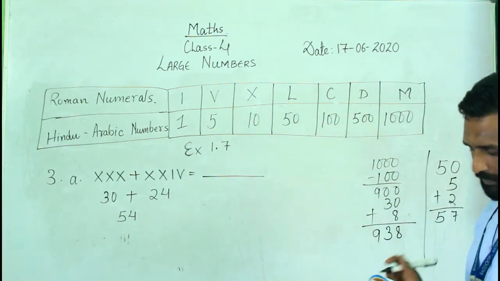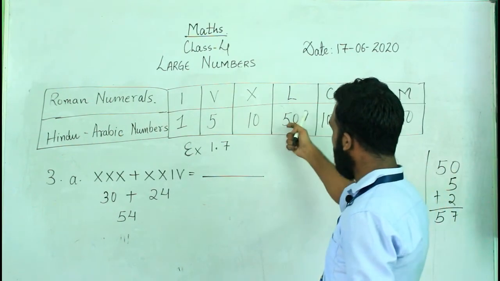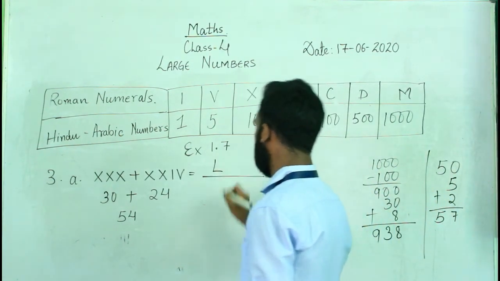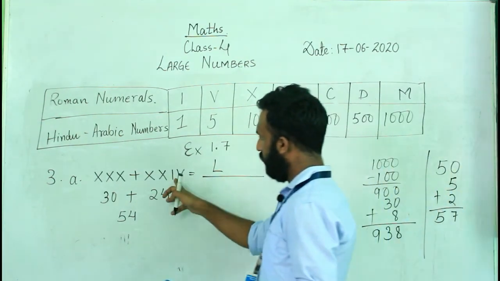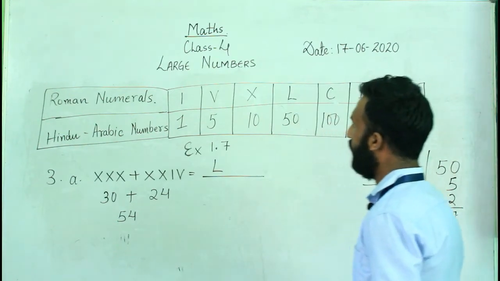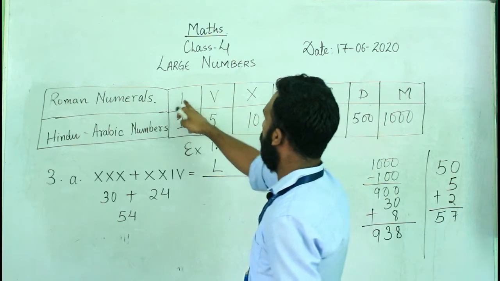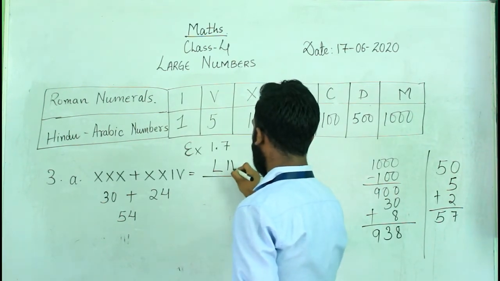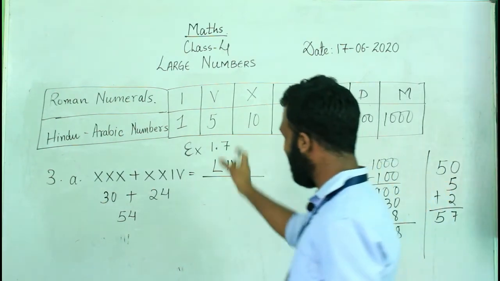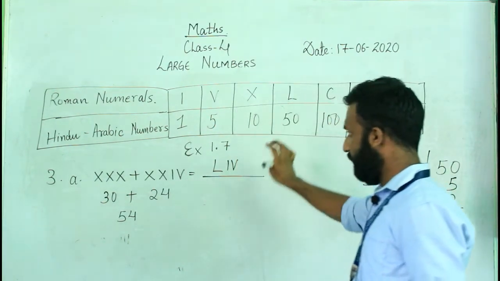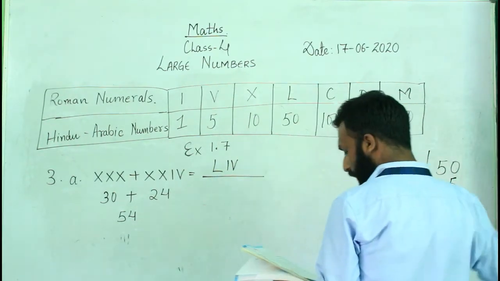No. To make 54, you know that for 50 we have L, very easy. And for 4, how can we make it? 5 minus 1 we can make 4. So we will write IV. So very easy. Number 3, you just have to follow the rules and see the chart, this table, and you can do this. Question number 3, you can do this way.